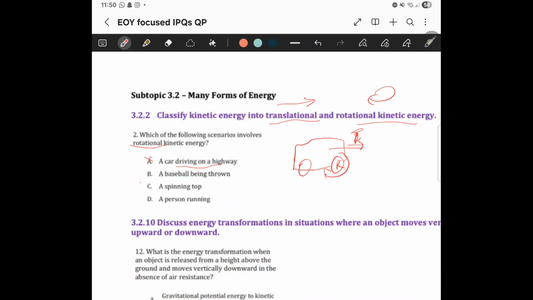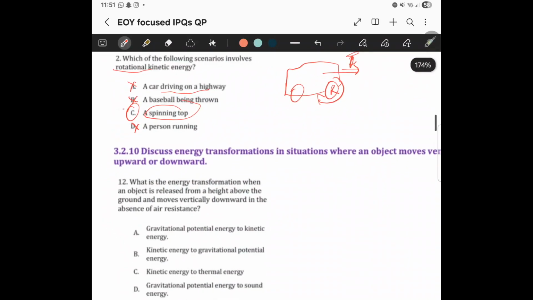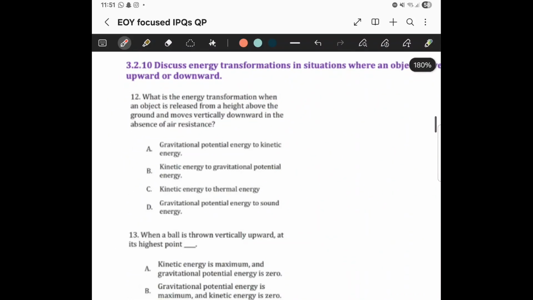Driving on a highway, that's a straight line. Baseball being thrown, moving in a straight line. Spinning top, so it's something spinning, that's correct. Running, that's also a straight line. So that's the idea. If I asked you for the other one, you would look for whatever's in a straight line. What is the energy transformation when something is released from a height above the ground and moves downwards?